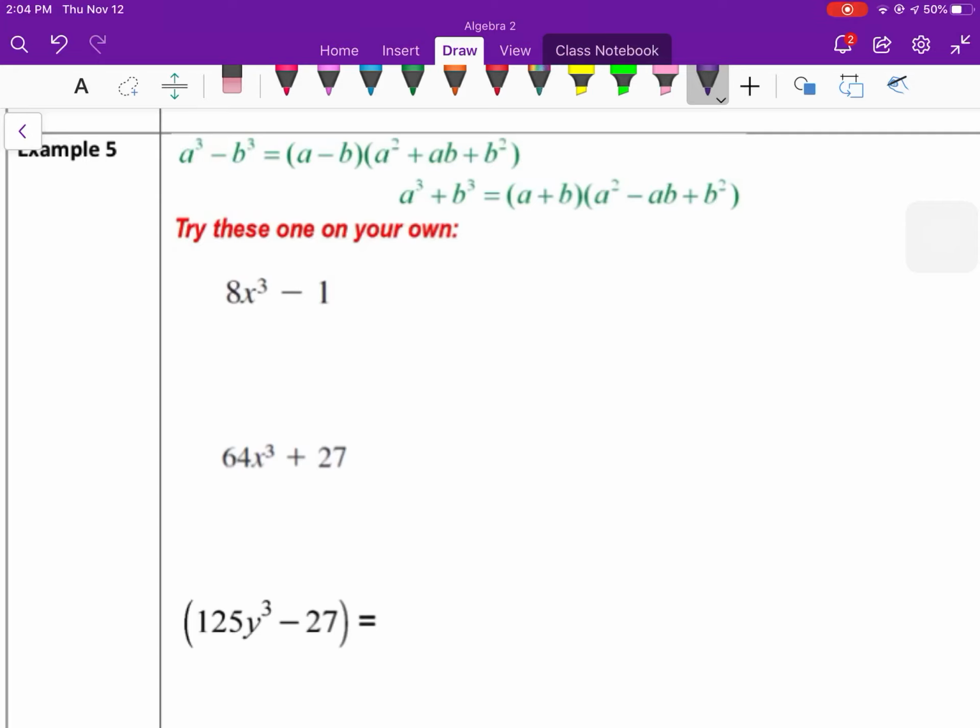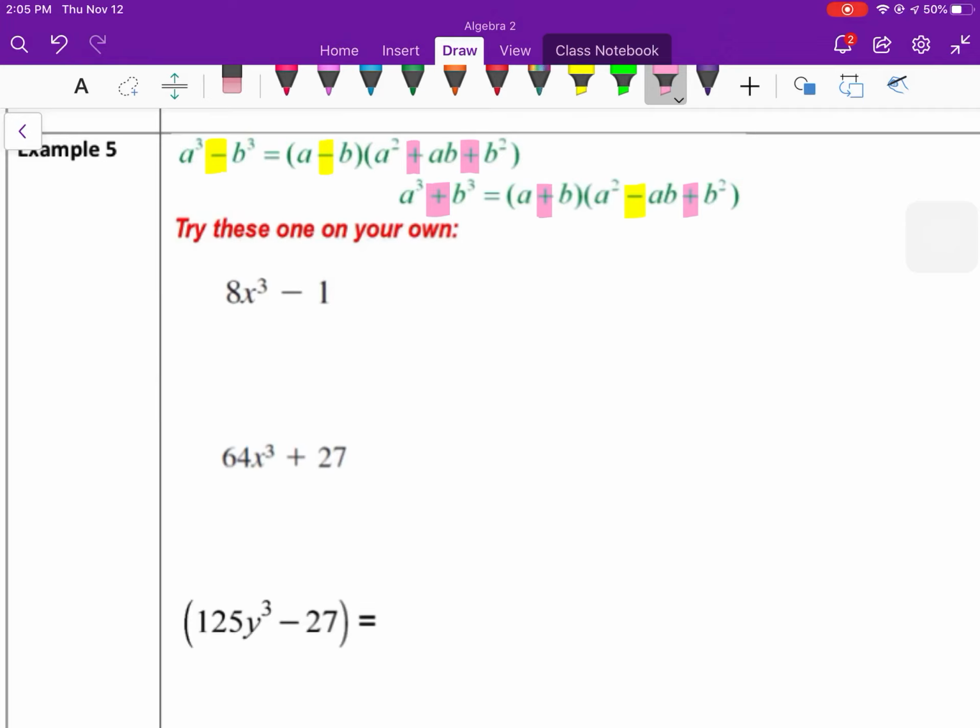Notice the similarities in the equations. A cubed minus b cubed starts with the minus and then 2 positive. So it goes a minus b, then a squared plus ab plus b squared. Then if it is a cubed plus b cubed, then it starts with a plus, then has 1 minus, and then a plus. So they're very similar equations and formulas that you use.